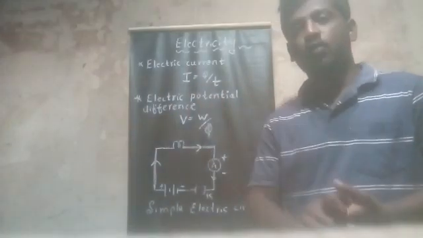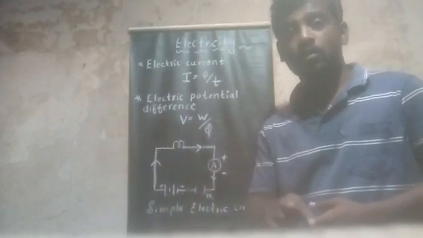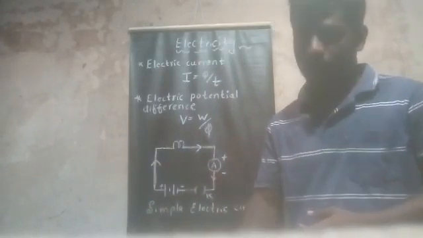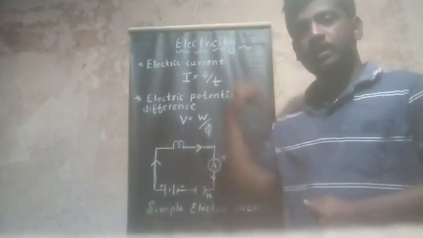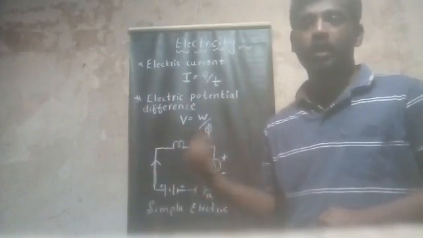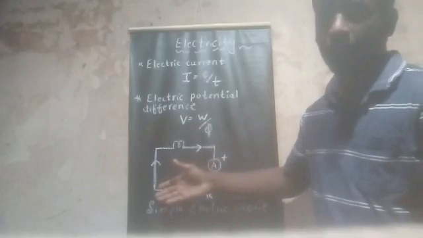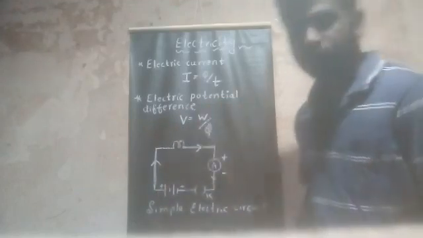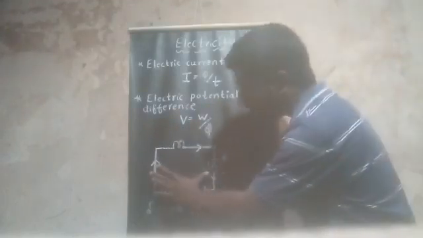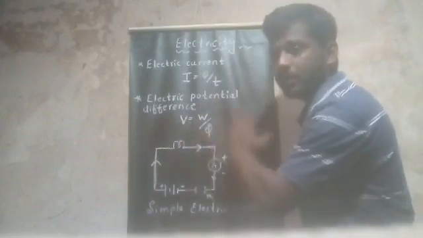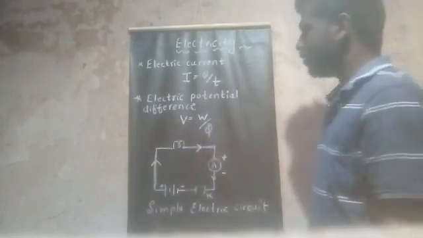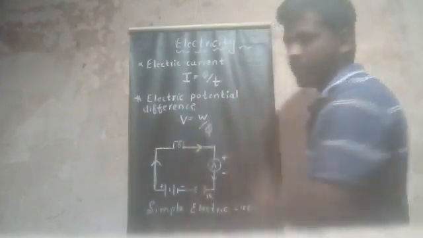That means for the flow of current, the electrons' direction will be opposite, or the electrons' movement will be in the opposite direction of the current. That is how we denote the direction of current, which you can explain with this simple circuit. Okay, the next topic is electric potential difference.